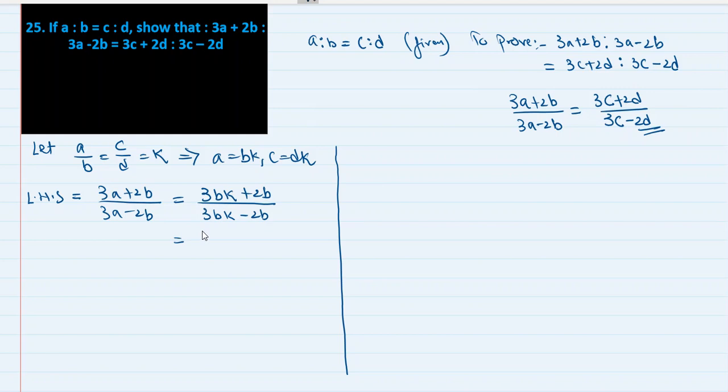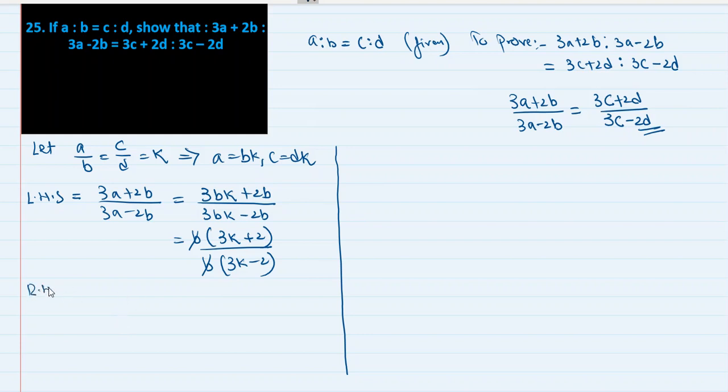So can you tell me what will be common over here? I think B will be common over here and I'm going to get 3K plus 2. B will be common in the denominator, 3K minus 2. B will get cut and 3K plus 2 upon 3K minus 2 is what I'm getting in the LHS.